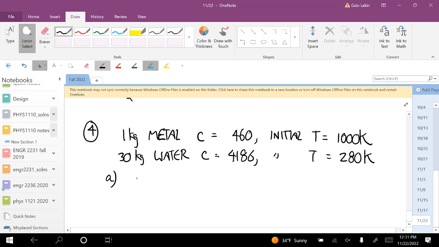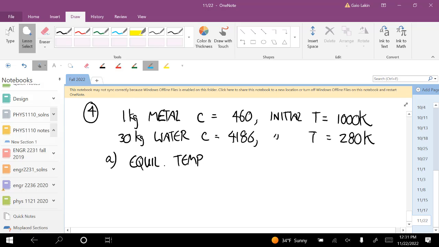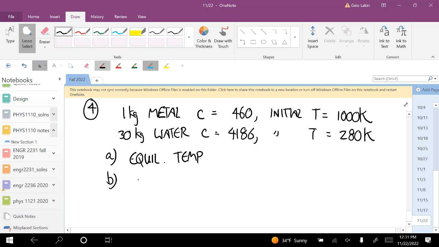And first, calculate the equilibrium temperature. Second, calculate the entropy production. And third, show that the reverse process couldn't happen.